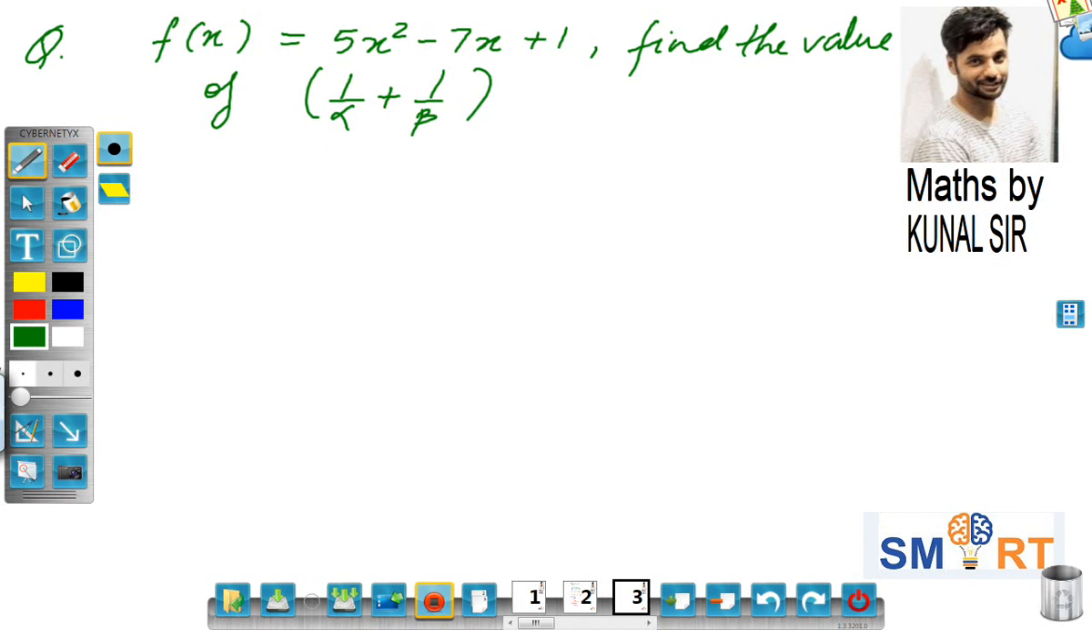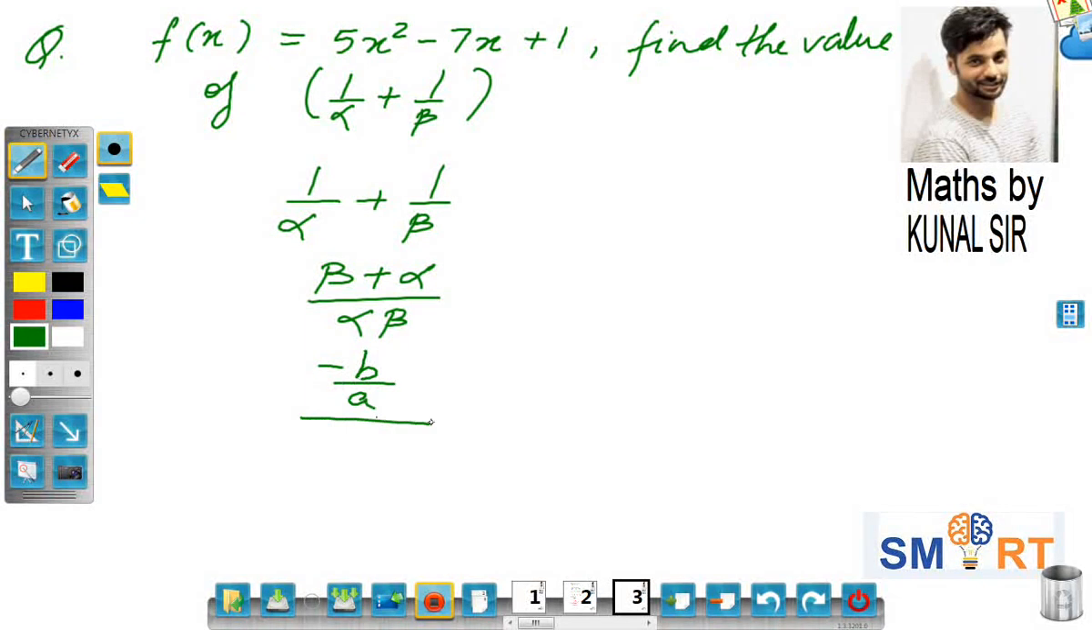Now let us see what do we do. We will say 1 upon alpha plus 1 upon beta. That means LCM, beta plus alpha upon alpha beta. Now what is beta plus alpha? That means sum of zeros. What is sum of zeros? We just learned minus b upon a. And what is alpha beta? That is c upon a. So the a gets cancelled.